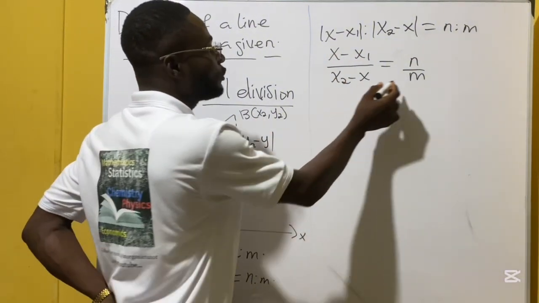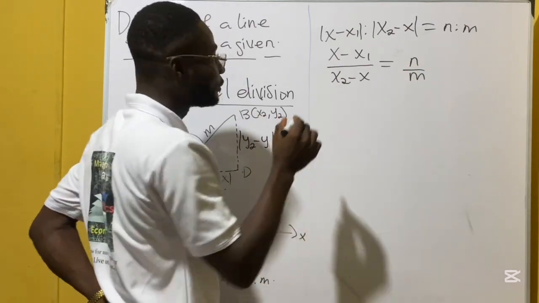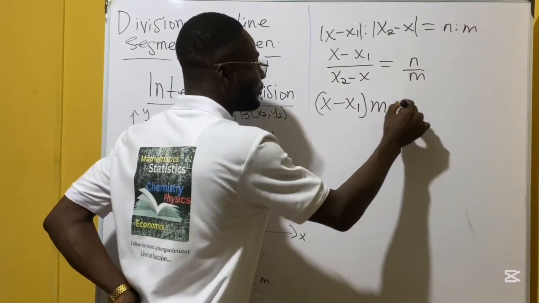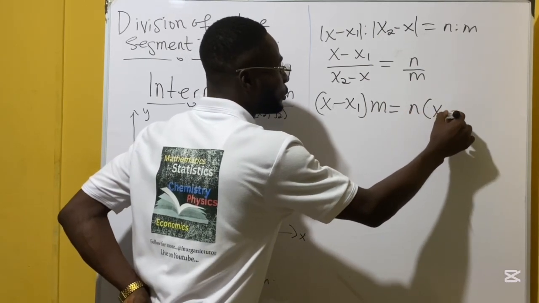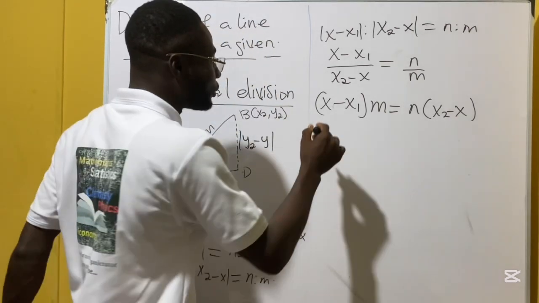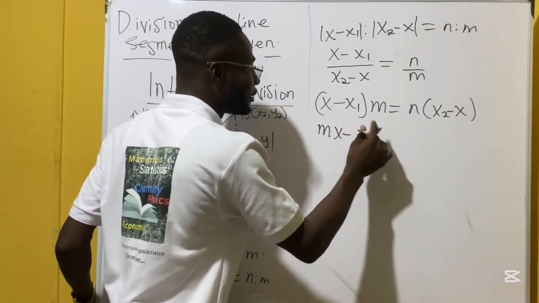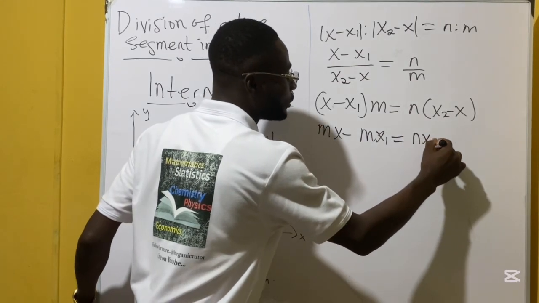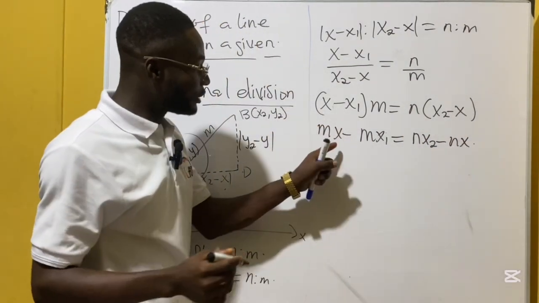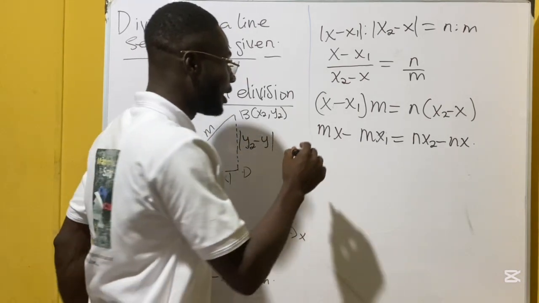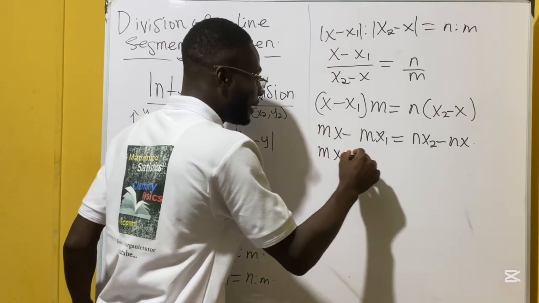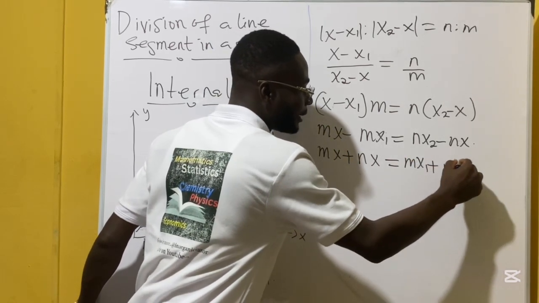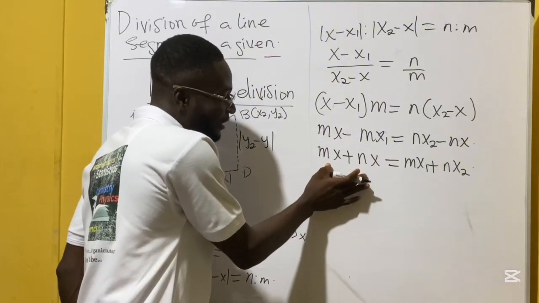So what do we do? We cross-multiply. So we're going to have x minus x1 multiplied by m, and that should be equal to n into x2 minus x, right? So we're going to have mx minus mx1 equals nx2 minus nx, right? We are interested in the x, not the x1 and x2, right? So we're going to have mx plus nx equals mx1 plus nx2, right?